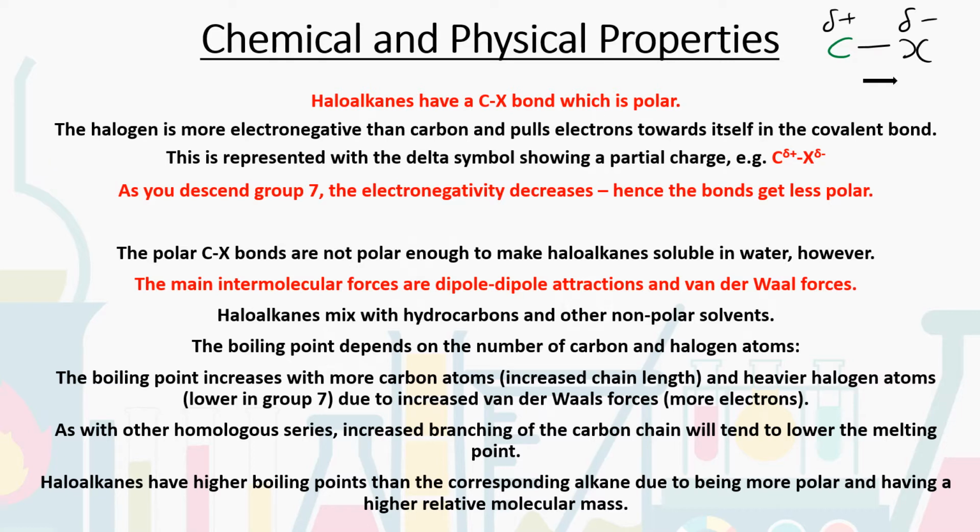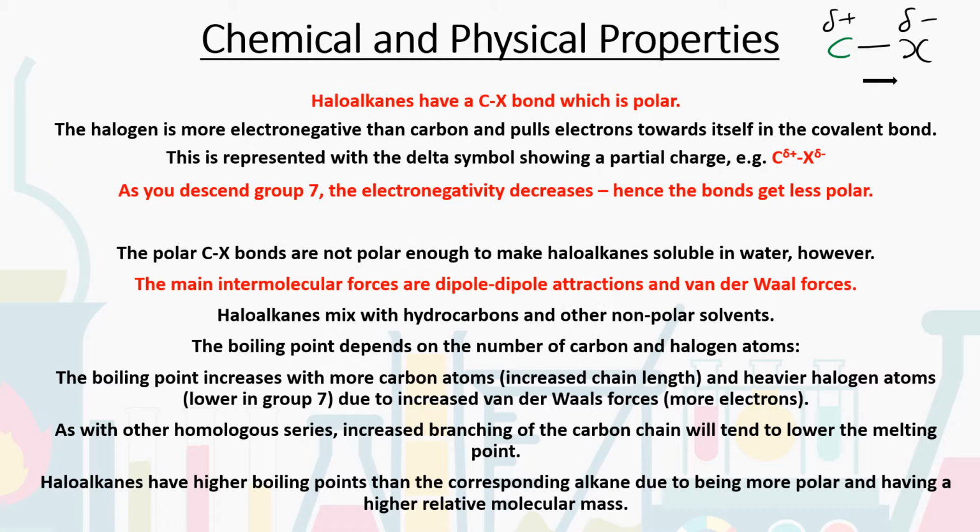Now the boiling point depends on the number of carbon and halogen atoms. So the boiling point increases with more carbon atoms. This is because we have an increased chain length and therefore increased van der Waals forces, more electrons, more atoms, essentially bigger mass. And also if we have heavier halogen atoms, i.e. we are lower in group 7, this is because again we have more electrons and therefore stronger van der Waals forces. Stronger intermolecular forces means that we have a higher boiling point. It takes more energy to break that intermolecular force.